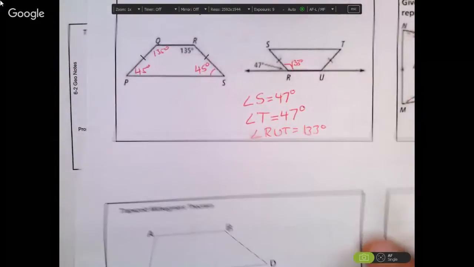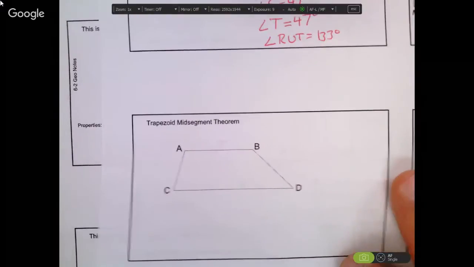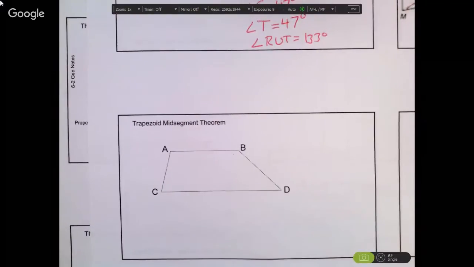Trapezoid mid-segment theorem. Okay, anybody know what a mid-segment is of a trapezoid? The midpoint of a segment. Okay, okay, it's not.